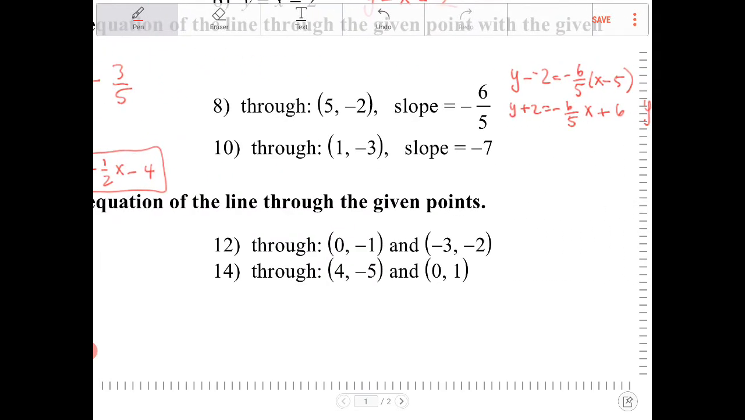Something similar to question number 10. I do y minus negative 3 is equal to negative 7 times x minus 1. This becomes y plus 3 is equal to negative 7x plus 7. And lastly, I want to isolate y. Y is equal to negative 7x plus 7 minus 3 from both sides, which becomes plus 4.